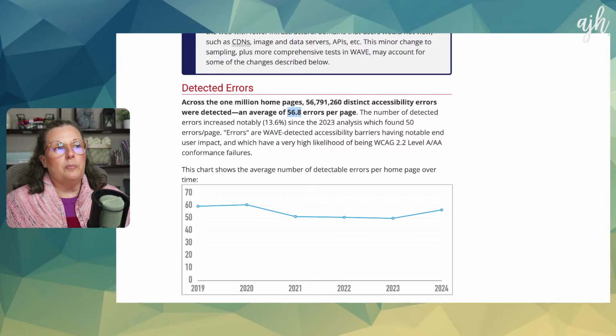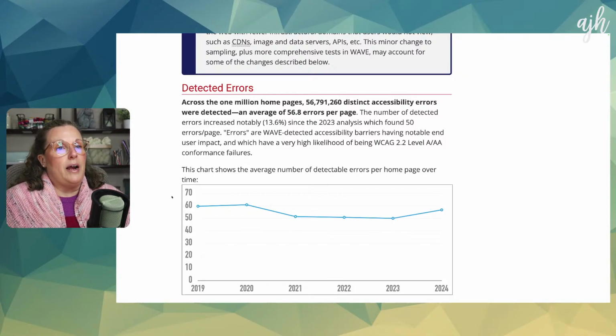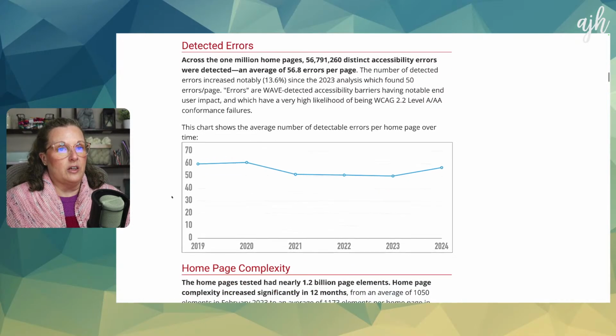56.8 errors per page. Incredible. The number of detected errors increased notably by 13.6% since the 2023 analysis, which found 50 errors per page. Errors are WAVE-detected accessibility barriers having notable end-user impact and which have a very high likelihood of being WCAG 2.2 level A or AA conformance failures.